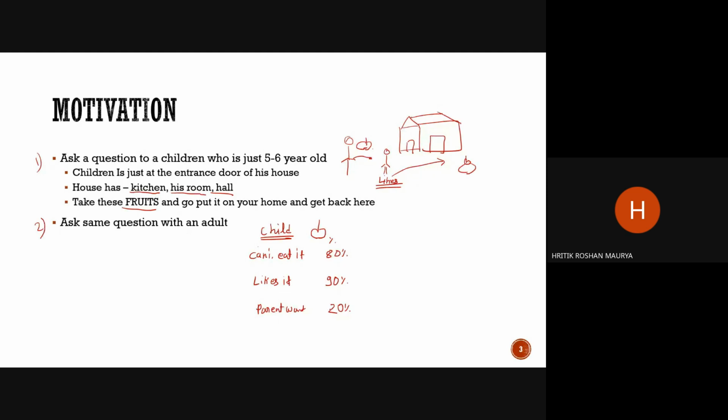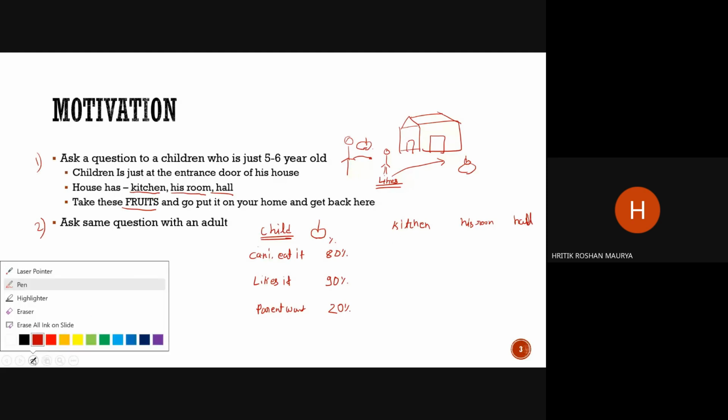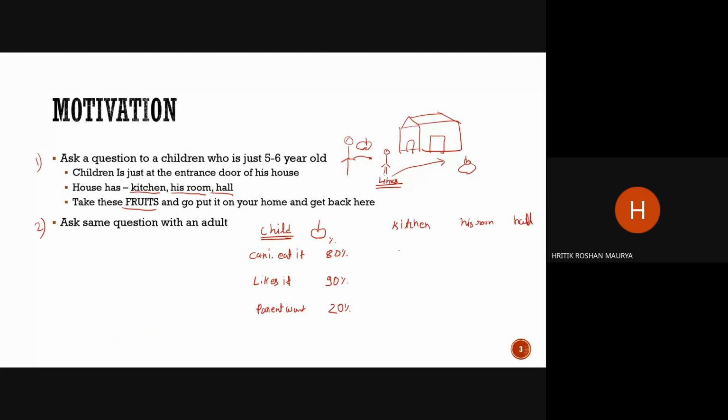Then he will also think of one more thing. He will think that there is the kitchen, there is his room, and there is the hall. So there are 3 rooms. So he will think, can I eat in the kitchen? Can I eat in the kitchen?